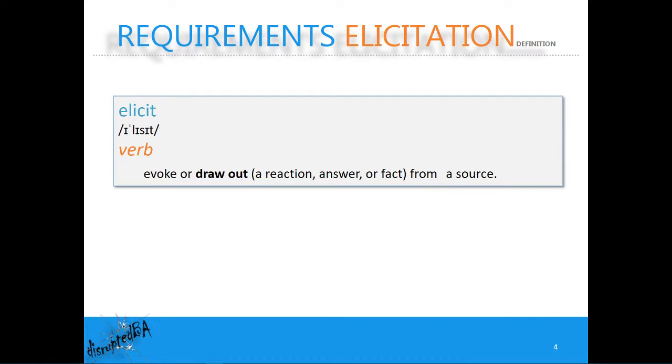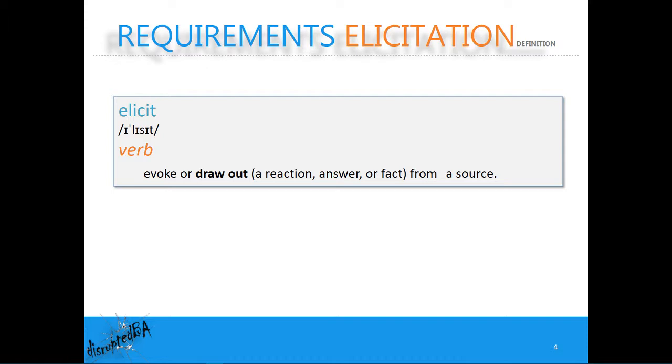requirements elicitation. The definition for elicit says to evoke or draw out a reaction, an answer, or a fact from a source. Two things that I want to stress here. The first one is it specifically says draw out. This is very important. As a business analyst, you will need to use your communication skills to draw information out of people.